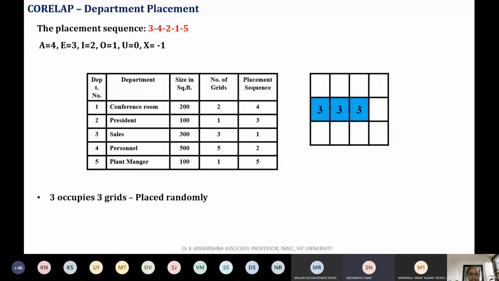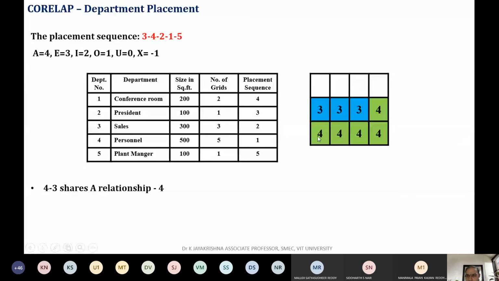Yes, sir. Okay. So the next department to be placed is what? Look at the slide and tell me what is the department to be placed next. 4. How many grids should it occupy? 5, sir. In which direction should I move? Clockwise or counterclockwise? Counterclockwise. Okay, so done. I moved counterclockwise and placed 5 grids for the 4th department.